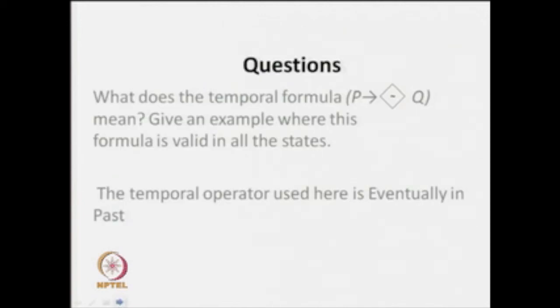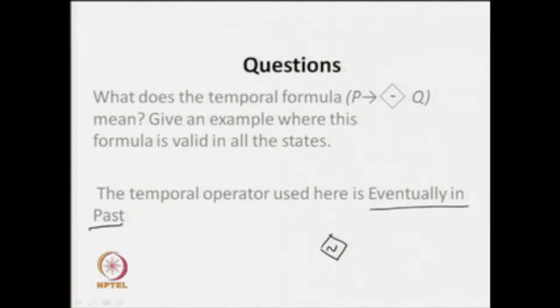Now, I will give you some questions. Let us see what we are going to do. Here it says: what does the temporal formula p implies tilde inside diamond q mean? Give an example where this formula is valid in all the states. Now, in this question, I am giving a temporal formula p, and I am writing a symbol. This is basically a diamond and inside the diamond I am having the tilde and q. So, what does this particular symbol mean? I think you can very well identify this symbol means basically eventually in past.